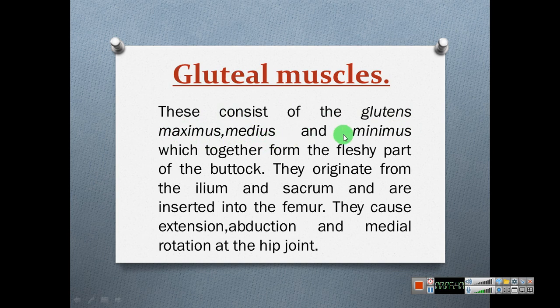Maximus, medius and minimus, which together form the fleshy part of the buttock. In the buttocks, the fleshy part is formed by this gluteal muscle. They originate from the ilium and sacrum and are inserted in the femur. They cause extension, abduction and medial rotation at the hip joint. Okay.